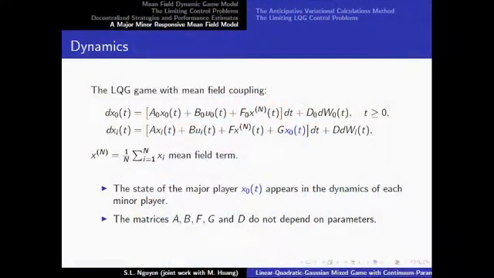So next, we consider a mean field model with the stronger influence of the major player. We consider the dynamics of the major player and the minor player with the stronger influence of the major player. So the appearance of the major player in the dynamics of the minor players shows the stronger influence of the major player. And in this case, we assume that A, B, F, G and D are fixed matrices, and they don't depend on parameters.